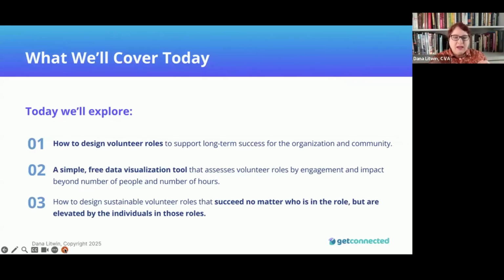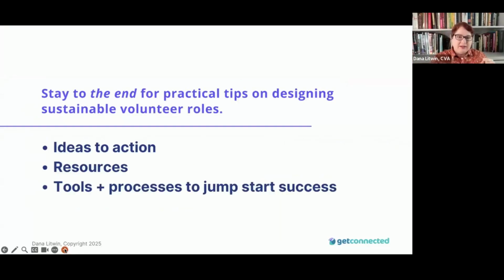And most importantly, how to design or update the roles you have so they can be sustainable and succeed no matter who is in the role, but are elevated by the individuals in that role. And that's where a couple of real life stories are going to come into play here.